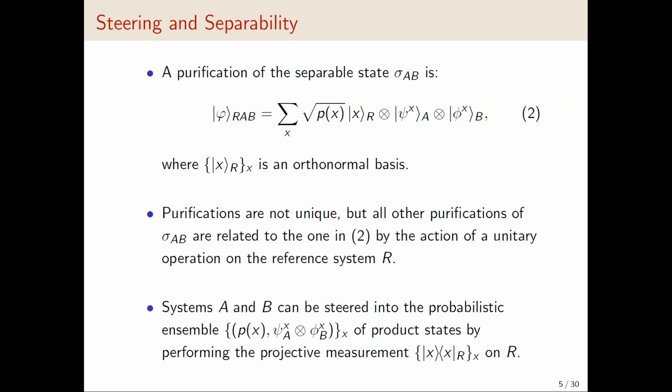If you change the measurement on the reference system, then the probabilistic mixture that the systems A and B are steered to is different. So there will be a measurement such that, if you apply it, the probabilistic ensemble will be an ensemble of product states. We can then use this.